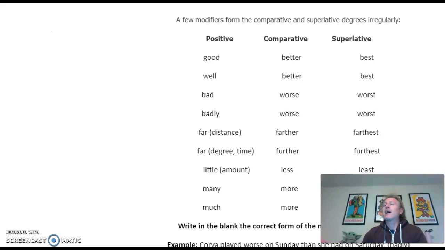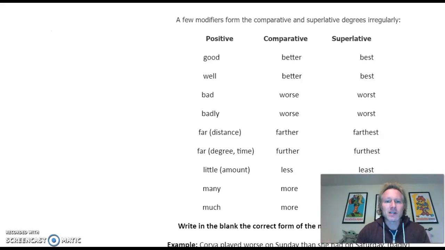So I can throw the ball farther than my son can. My dad can throw the ball the farthest. However, when we're talking, I'll say to my kid, hey, we're going to discuss this further when you get home. We're not going to discuss it farther. That wouldn't really make any sense, right?